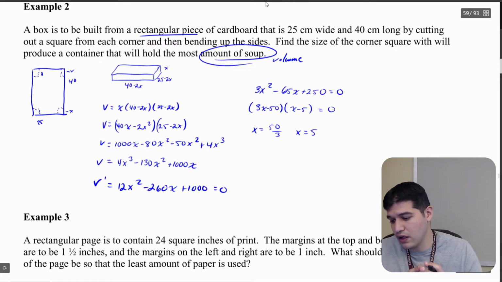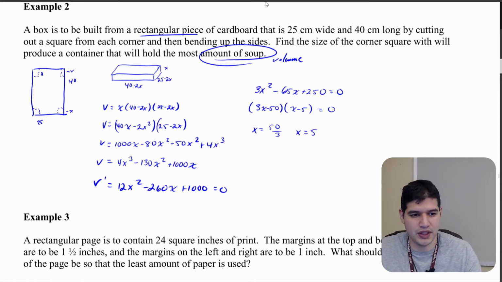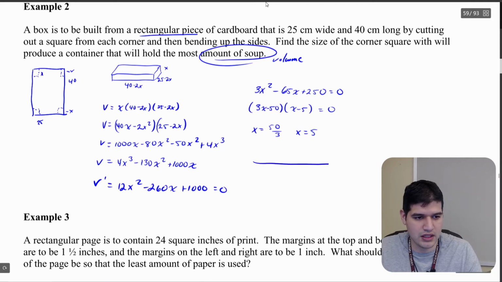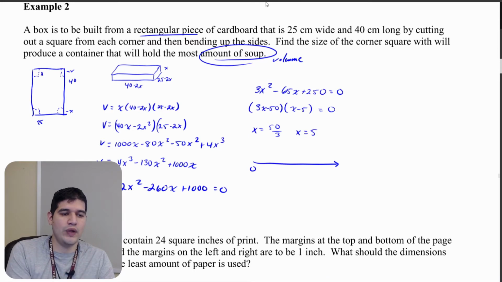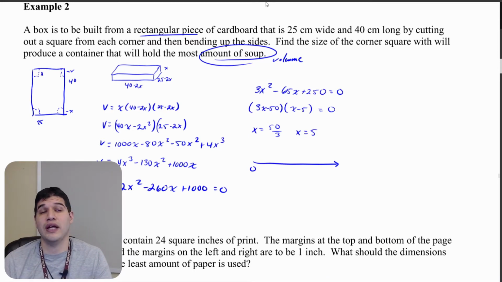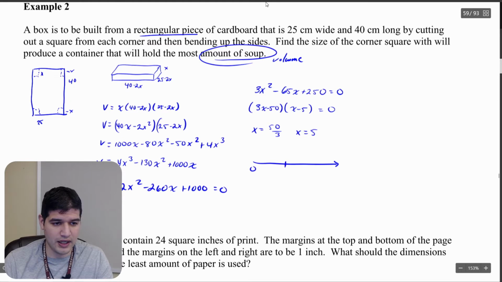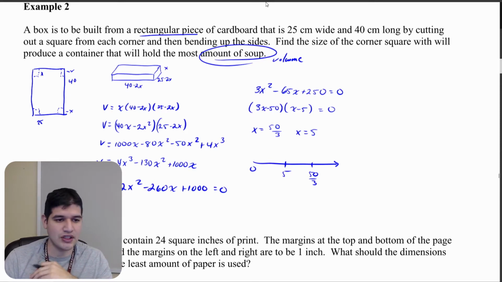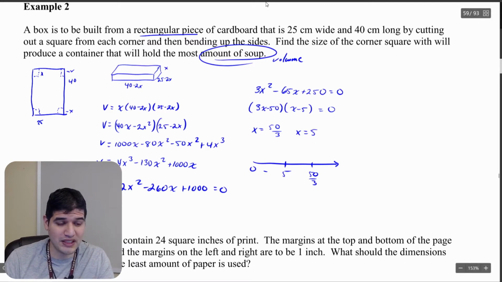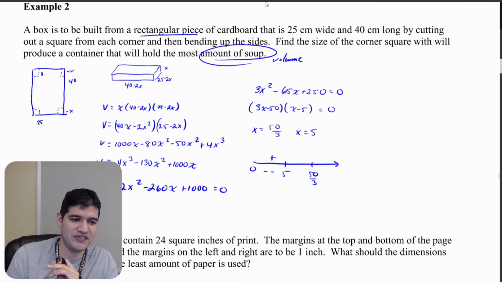So now I have to make a sign chart. So let's do that right here. Again, we're going from 0 to infinity. So then we have the sign chart. 50 divided by 3 is going to be greater than 5. So I'm going to put 5 here and 50 divided by 3 there. And I'm going to substitute it into my factor form, 3x minus 50 and x minus 5. So let's substitute 1 in there. So I get 3 minus 50, it's going to be negative. 1 minus 5, that's going to be negative. So this is positive.